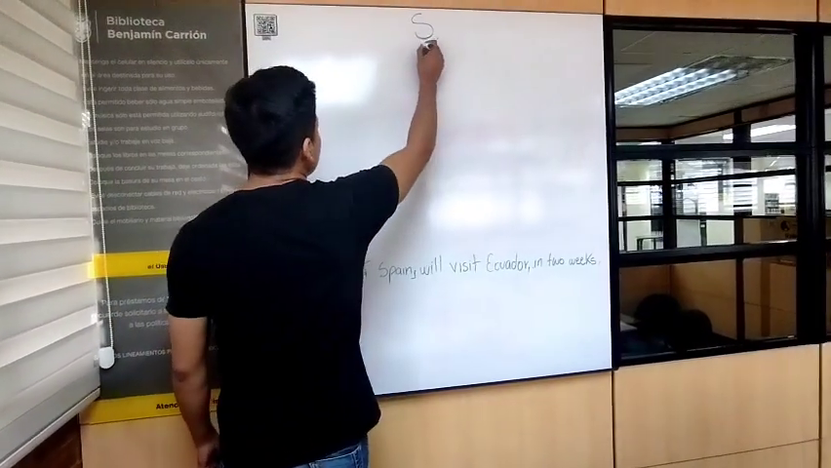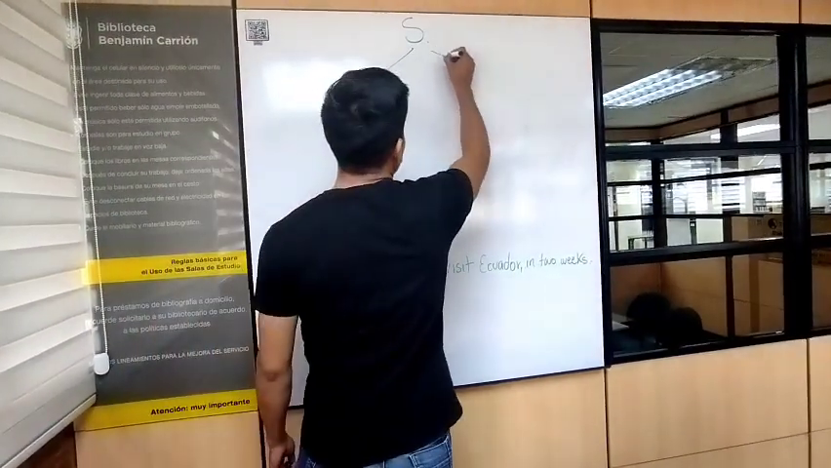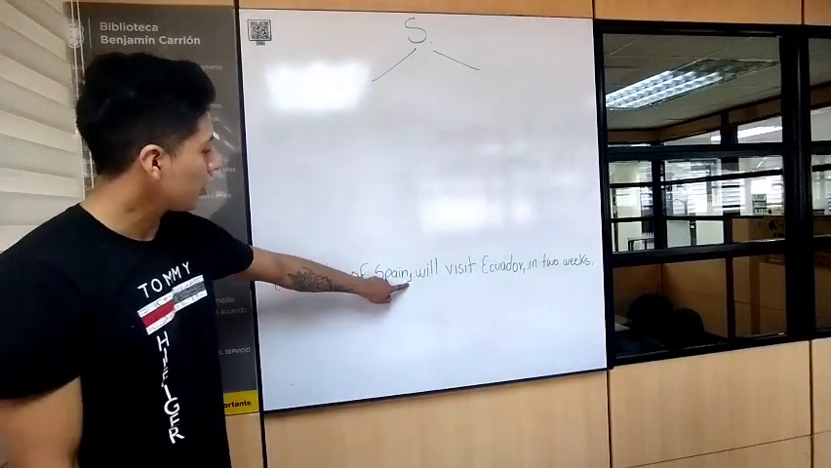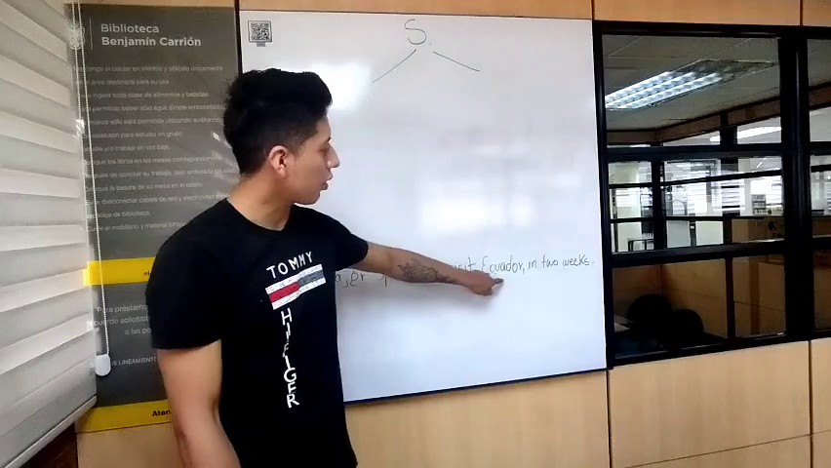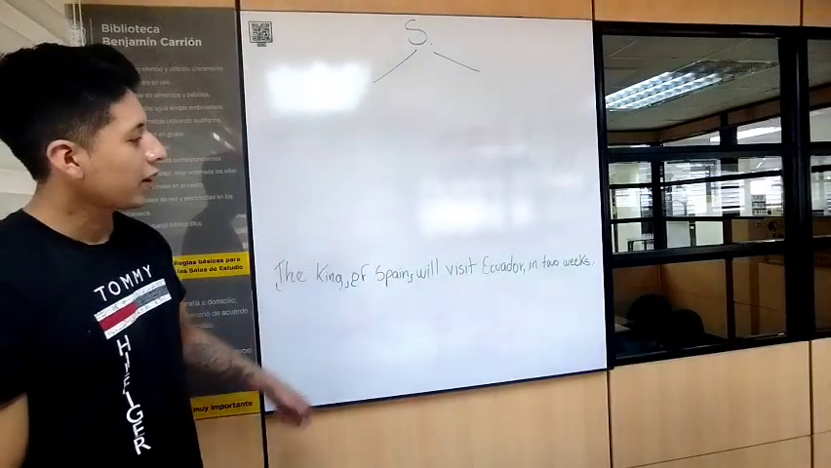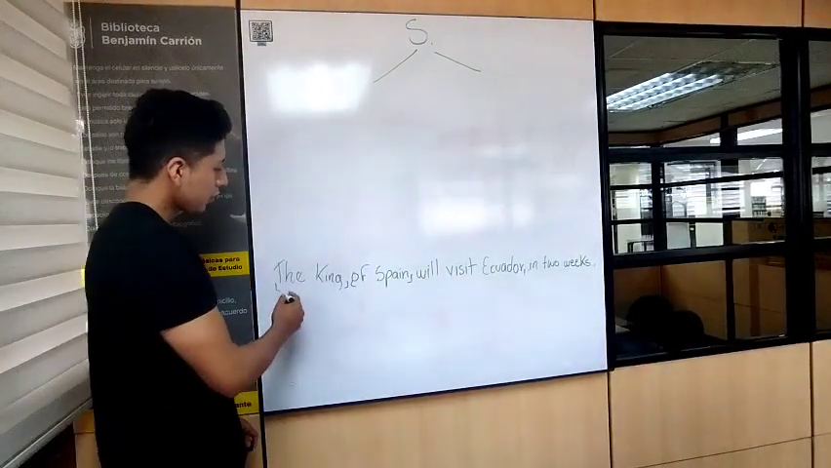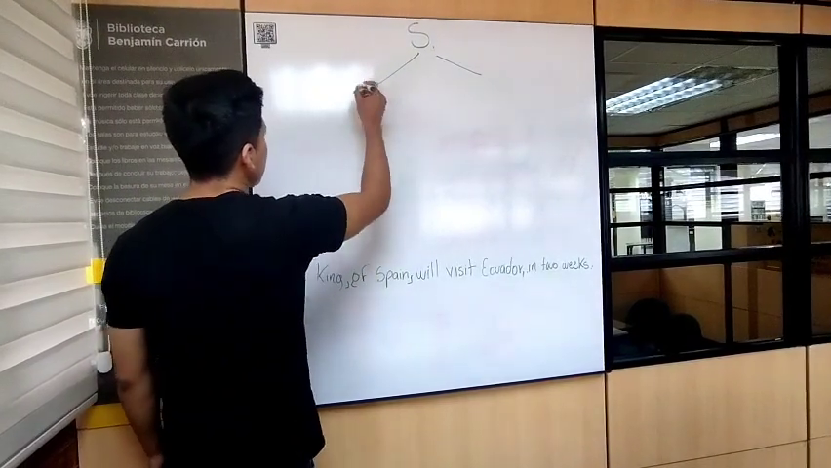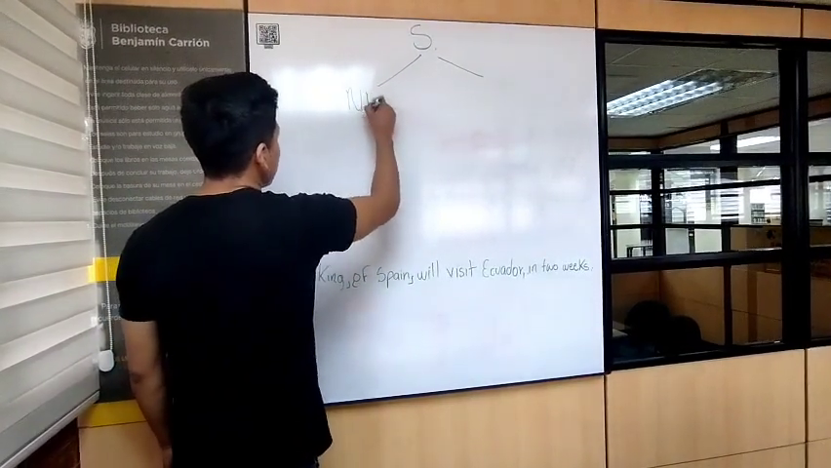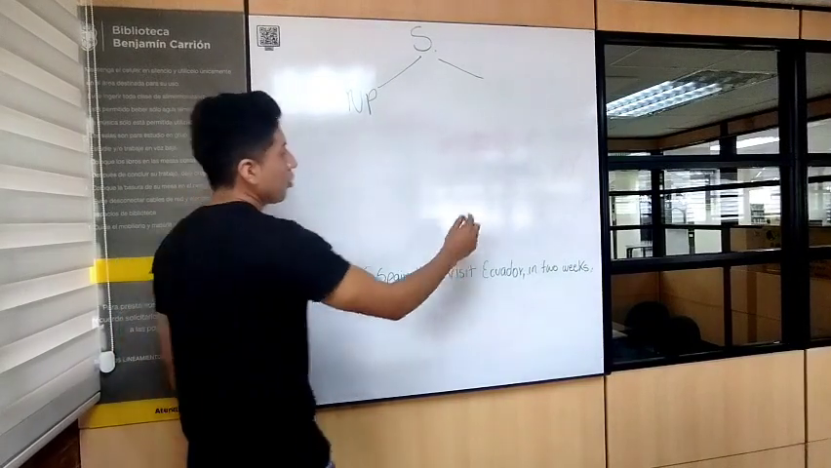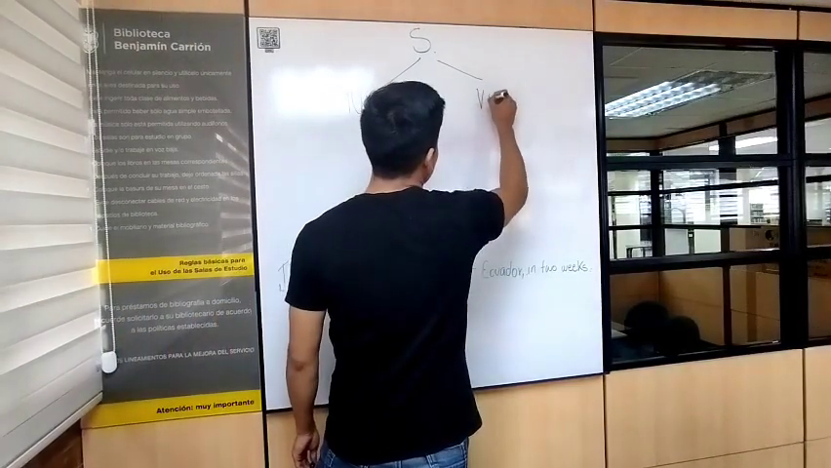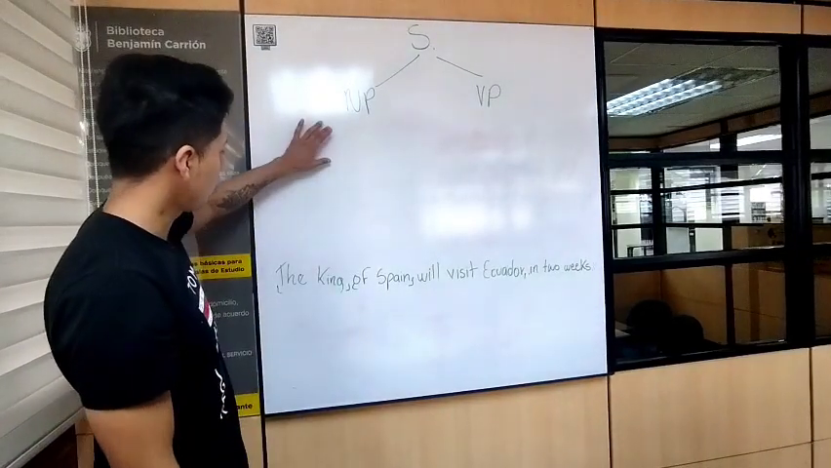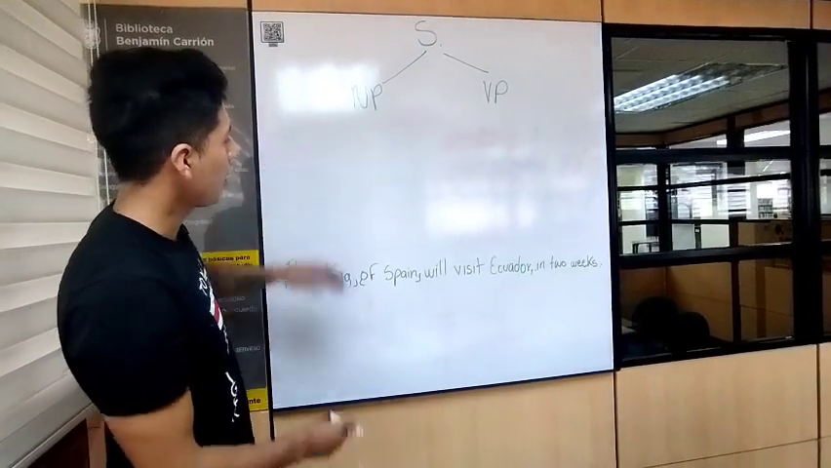The first constituent is the King of Spain, and the other one is will visit Ecuador in 2 weeks. So let's see. The King of Spain is a noun phrase, and will visit Ecuador in 2 weeks is a verb phrase. First, we're going to divide the noun phrase and then the verb phrase.